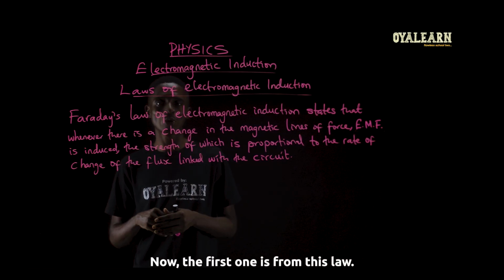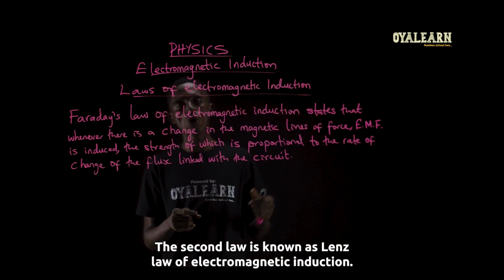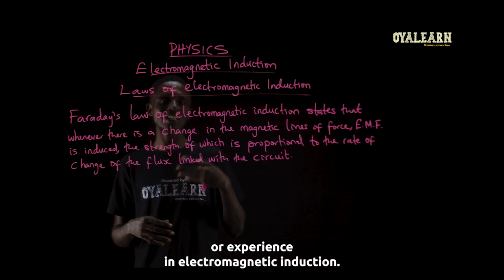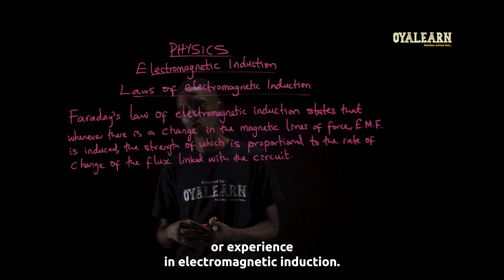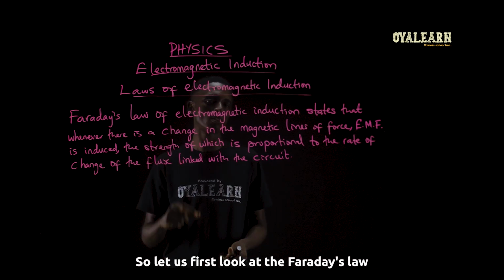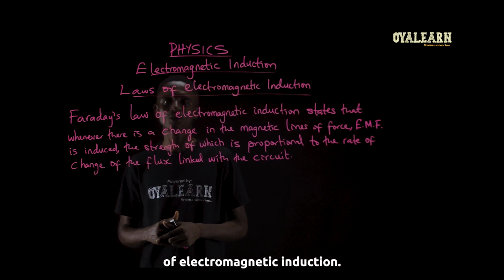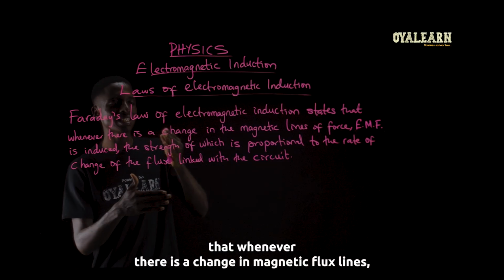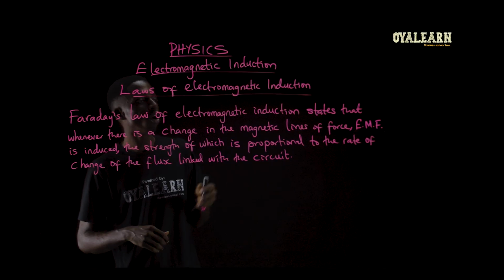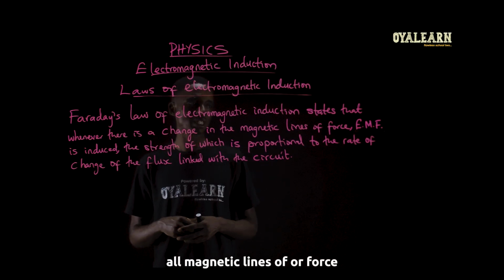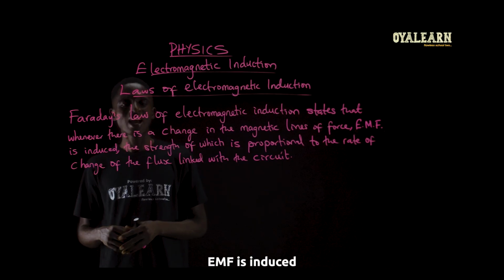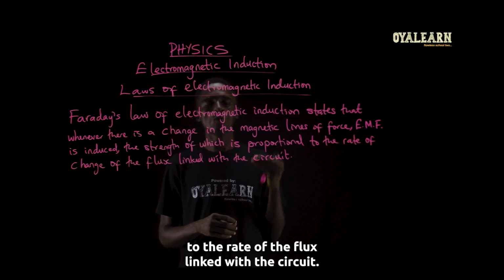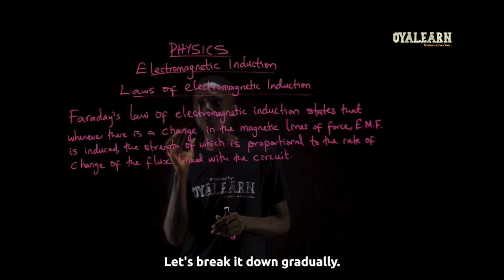Now, the first one is the Faraday's law. The second law is known as Lenz's law of electromagnetic induction. Now, they help each other to explain what we observe or experience during electromagnetic induction. So let us first look at the Faraday's law of electromagnetic induction. The Faraday's law states that whenever there is a change in magnetic flux lines or magnetic lines of force, EMF is induced, and the strength of the EMF is proportional to the rate of the flux linked with the circuit. So that you understand this, let's break it down gradually.